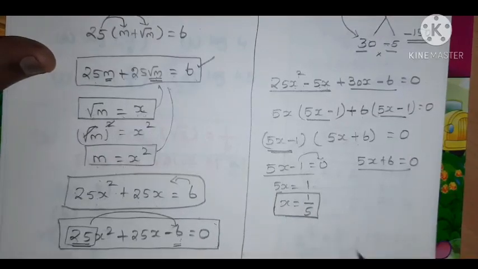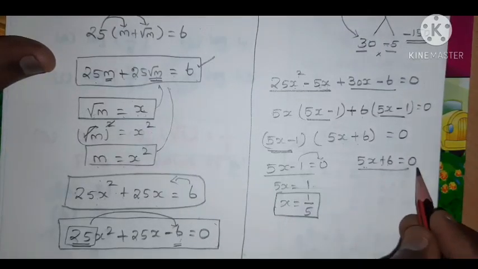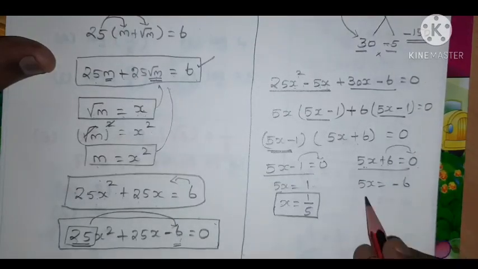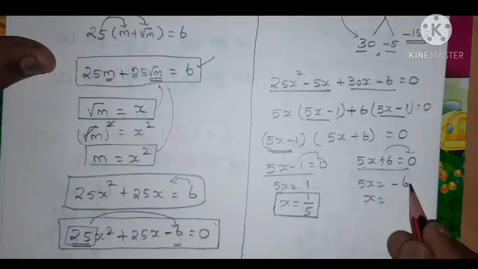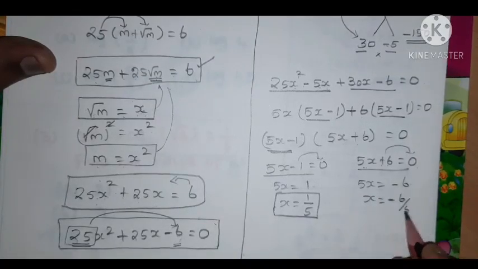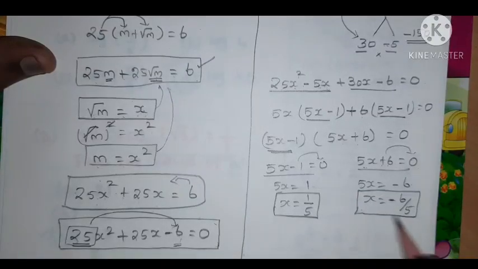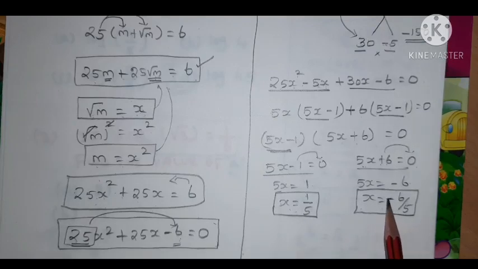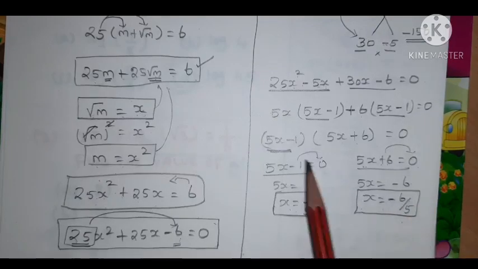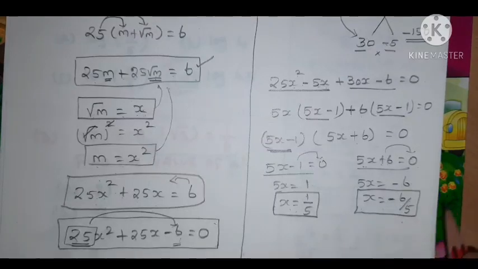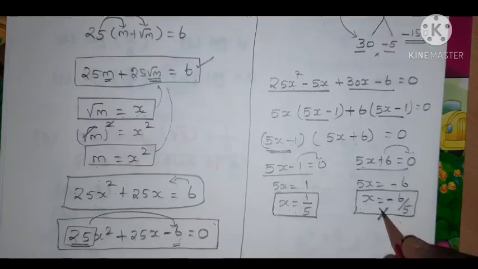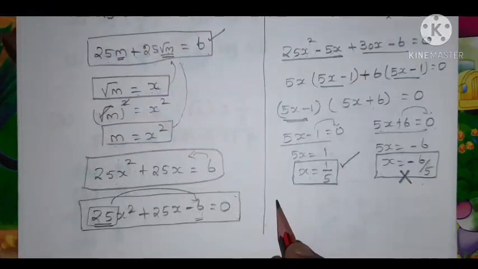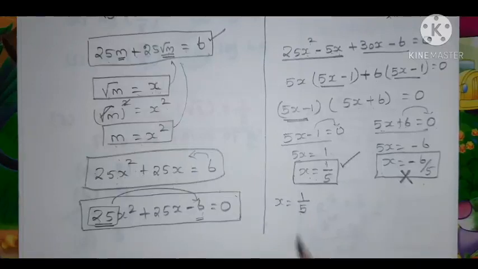We got the value. Next, in 5x plus 6 is equal to 0, 5x is equal to plus 6 going to the right-hand side as minus 6. Then x is equal to, it is in product, when it goes to the right-hand side it becomes division, so minus 6 by 5. We got two values. One value is positive, that is 1 by 5. The other value is negative, that is minus 6 by 5. Definitely, in this expression, a negative value will not exist. Hence we can rule out this value and take only this value. So we got x as 1 by 5, right?